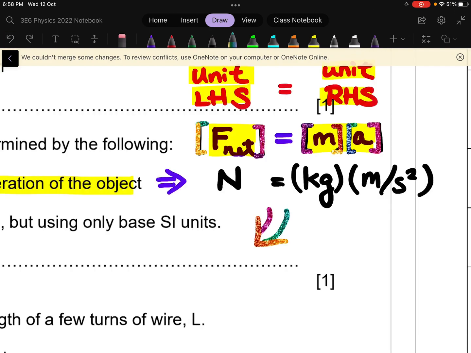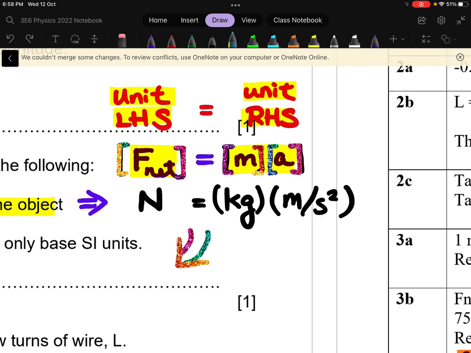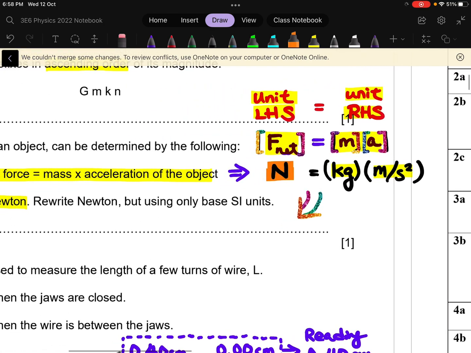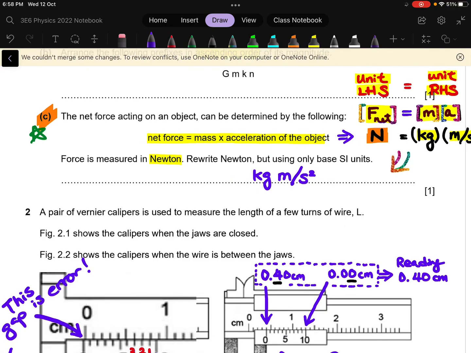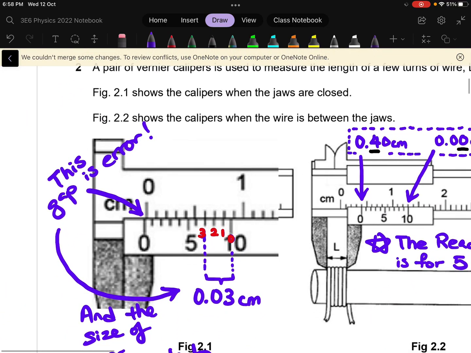And if you do the same thing for the right hand side, the SI unit for mass would be kg, and the SI unit for acceleration will be meter per second square. So the second line of this expression is telling you that the unit Newton can be rewritten as kg times meter per second square. So the answer here, I would expect you to write kg times meter per second square. Just simple as that.